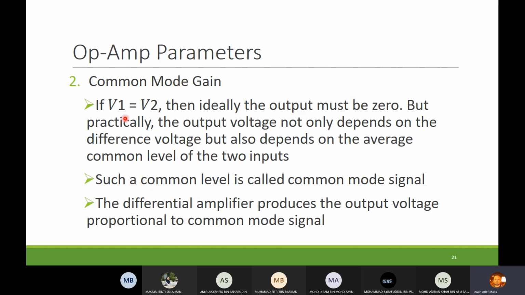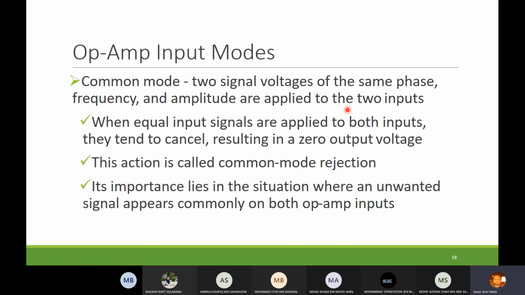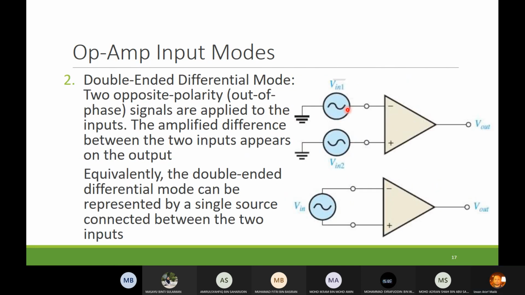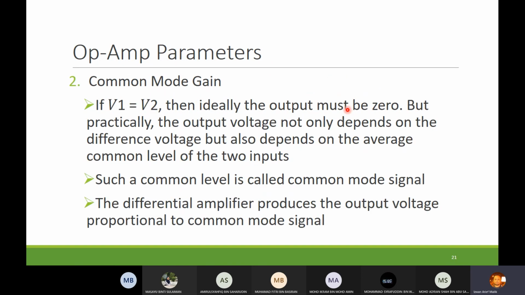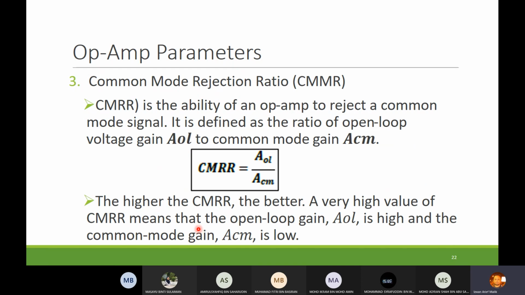Common mode gain. So if V1 equivalent to V2, then ideally the output must be 0. Sorry, this one common mode ni, yang ini sama. But practically, the output voltage not only depends on the difference voltage, but also depends on the average common level of the two inputs. So such a common level is called the common mode signal. The differential amplifier produces the output voltage proportional to the common mode signal. Okay, so that is for common mode gain.